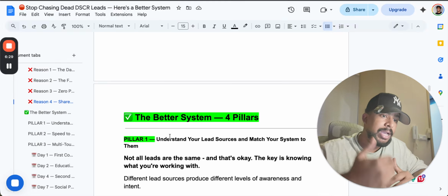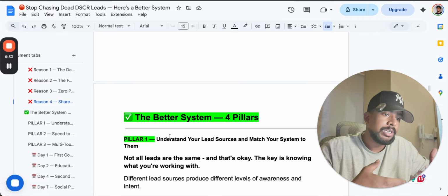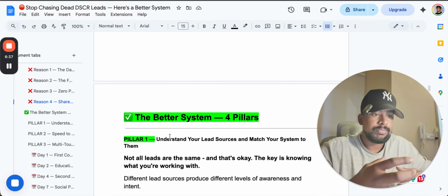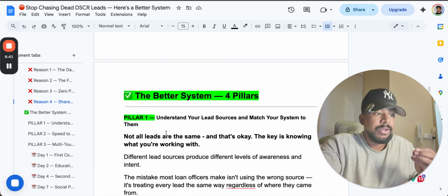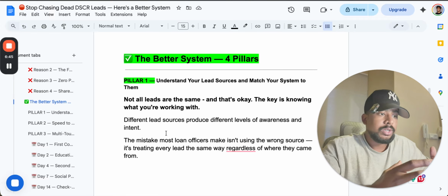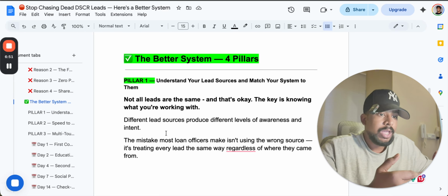You cannot treat internet leads the same way as you treat a referral lead, because the way you do follow-up, the way you do your first message is entirely different. Different lead sources produce different levels of awareness and intent. The mistake, again, most loan officers make isn't using the wrong source. It's treating every lead the same way regardless of where they come from, and that's why you fail.